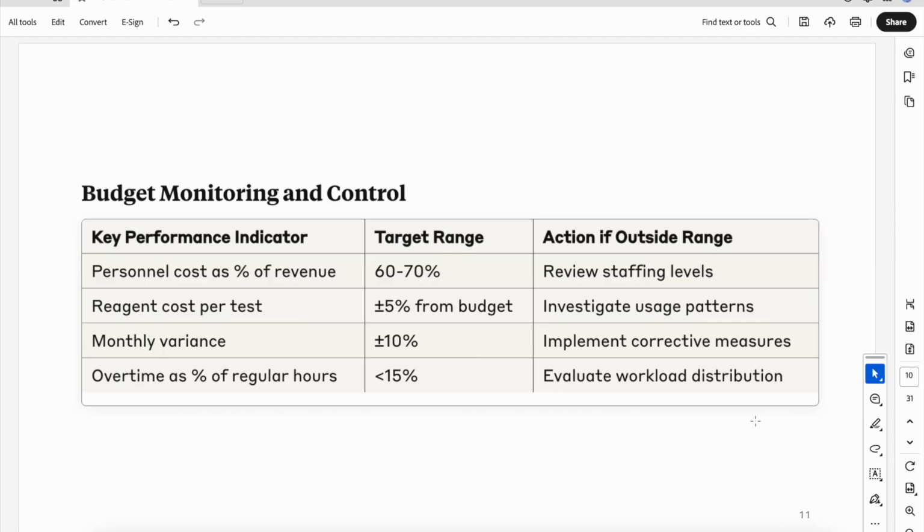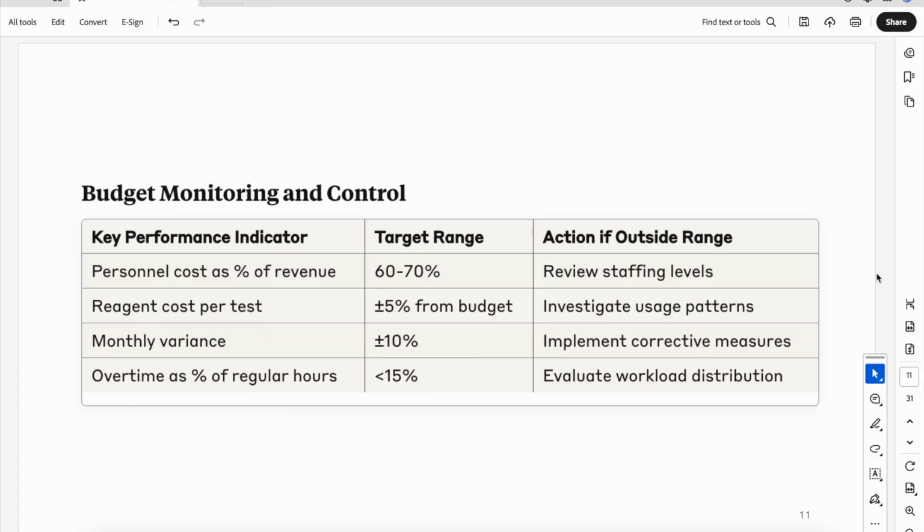Reagent cost per test should stay within ±5% of budget. Significant variances may indicate waste, improper inventory management, or changes in test mix. Monthly variance should be within ±10%. Larger variances trigger the need for corrective measures and investigation.